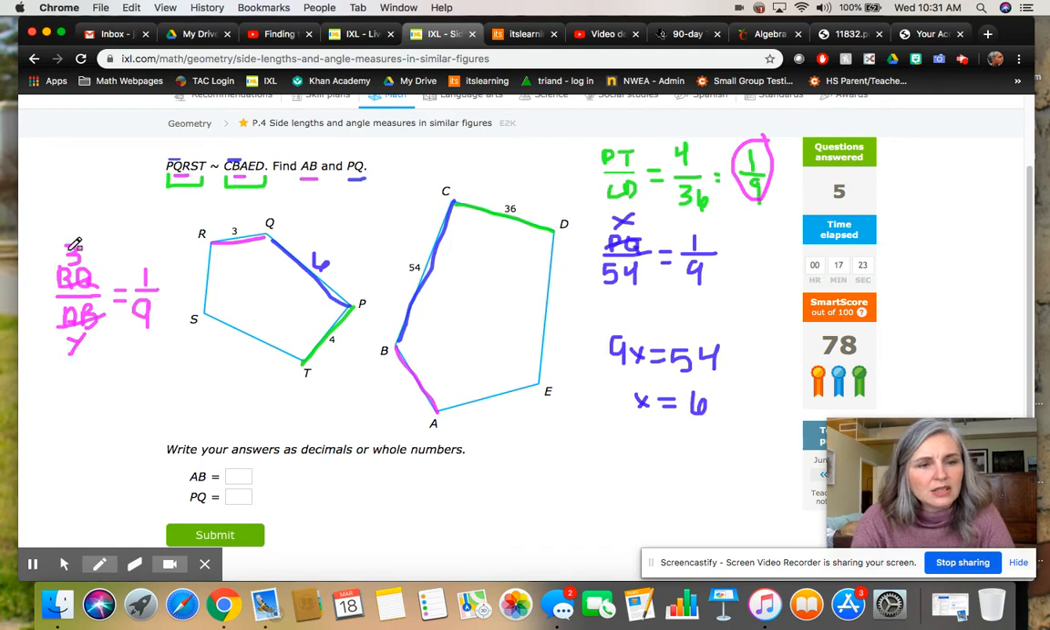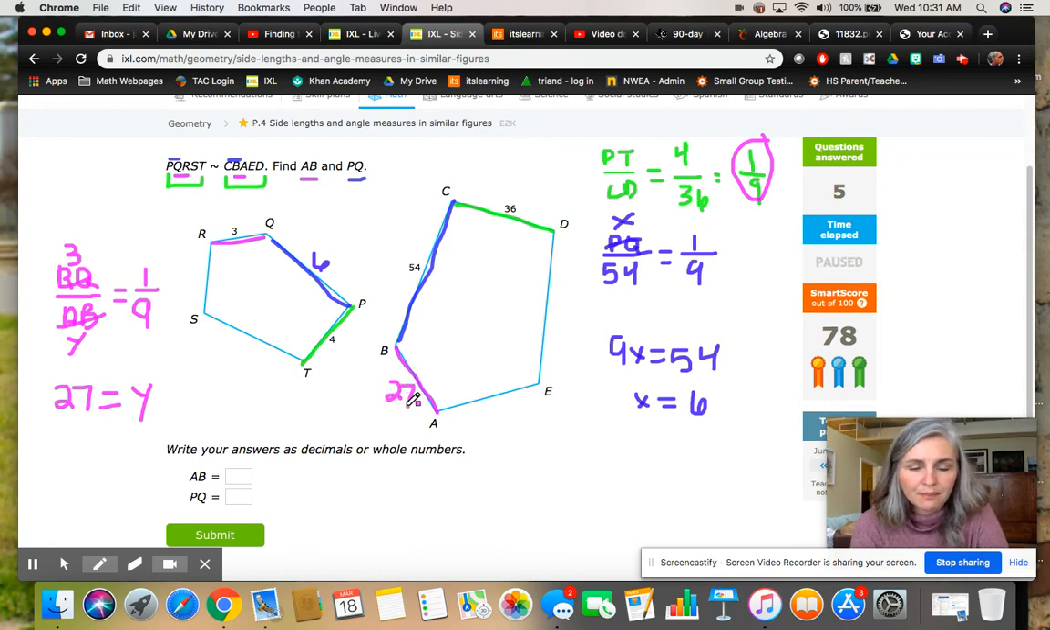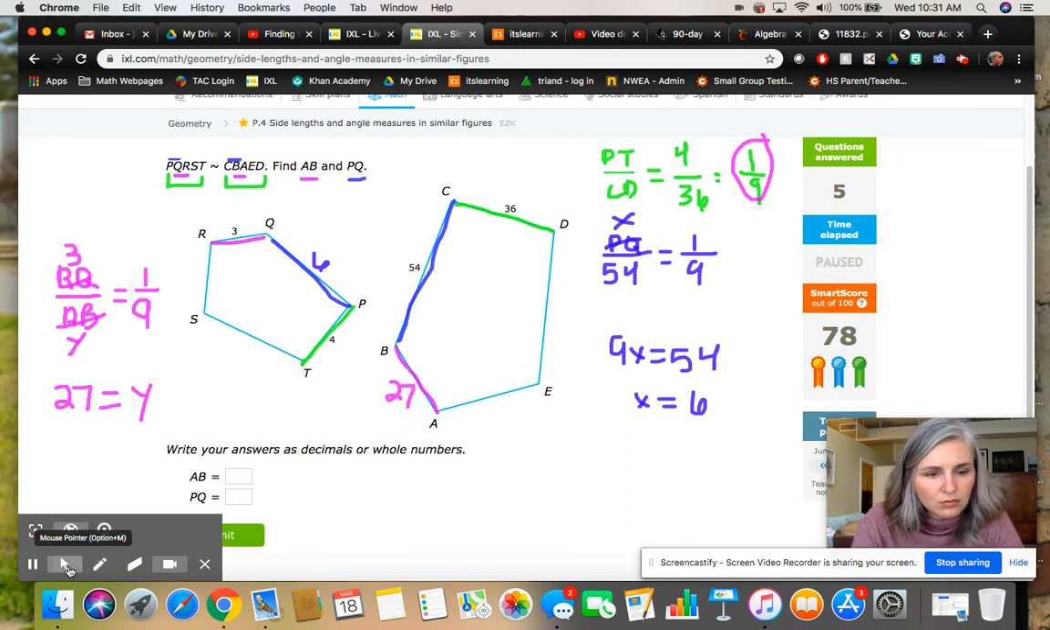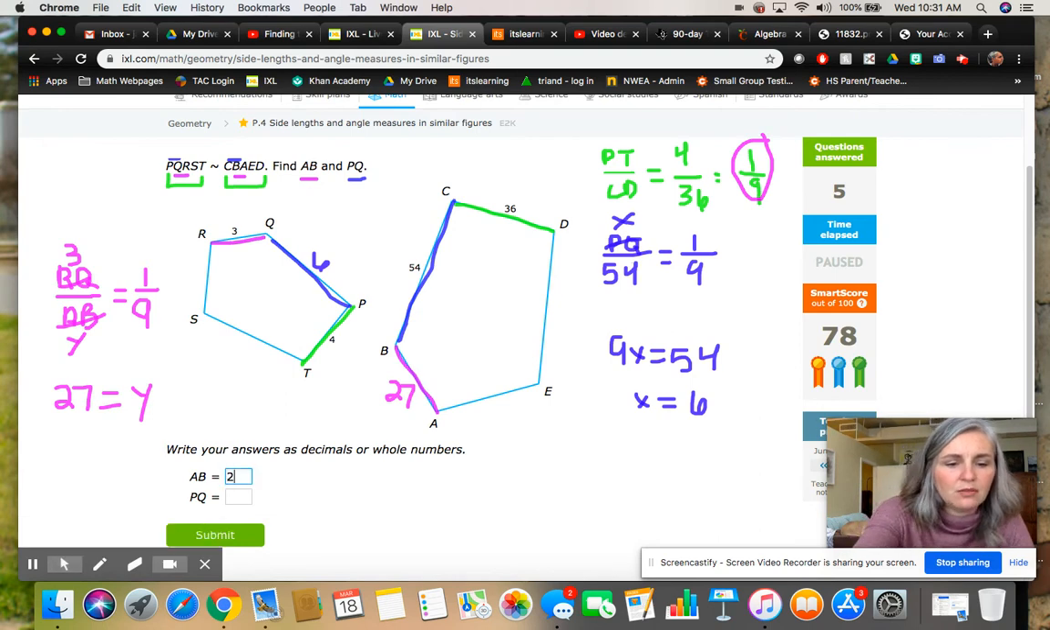Okay? And so now I'm going to use cross products. 3 times 9 is 27. And Y times 1 is going to be Y. So that tells me that AB is going to be 27. Okay? So AB we just found was 27. And PQ we just found was 6.